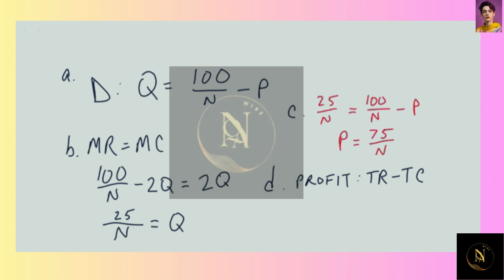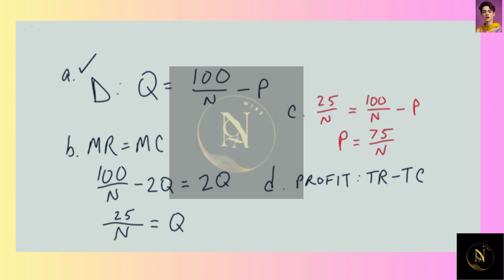So for letter A, how does N, the number of firms in the market, affect each firm's demand curve? Why? Well, if we just look at the equation for demand, Q equals 100 divided by N minus P, what can we immediately tell? As N increases, quantity will decrease. So as more firms enter a market, each firm's demand curve is going to decrease. And that should make sense because there's increased competition, so each individual firm is going to produce less. Okay, so that's letter A taken care of.